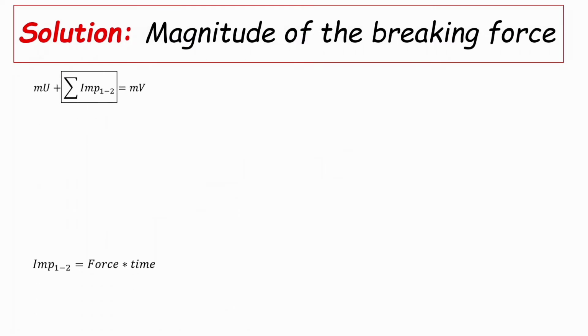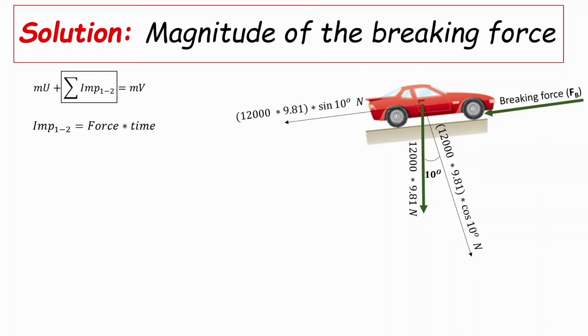How can we get impulsive force? We know that impulse is the product of force and time. Since impulse is force times time, what are the forces acting on the vehicle?